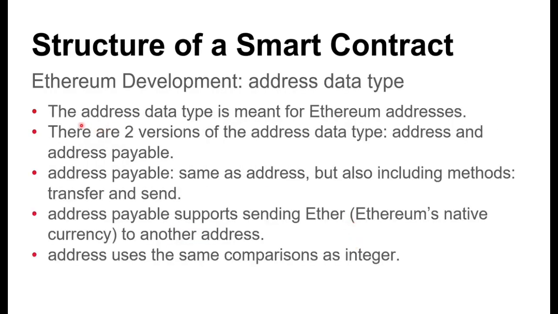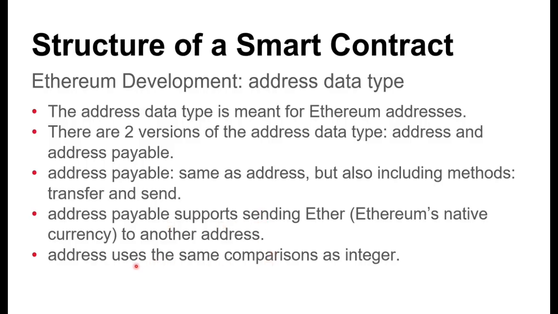So there's also an address data type in Ethereum, and there are 2 versions of the address data type. There is address and address payable. Address payable is the same as address, but also includes methods for transferring and sending. So again, address payable includes extra methods to transfer and send. Address payable supports address, and address payable supports sending Ether to another user's Ethereum wallet.